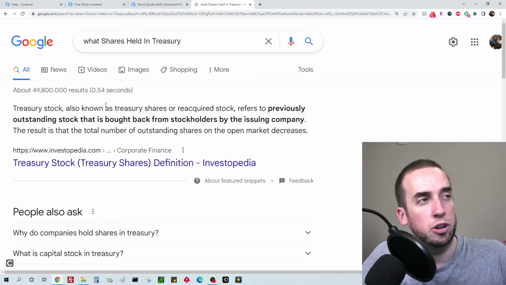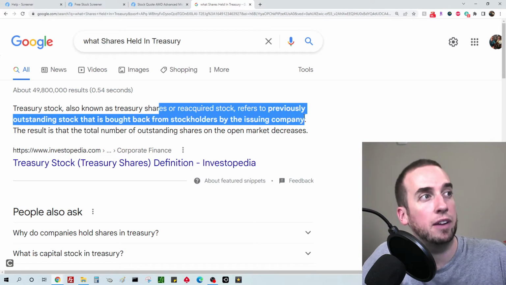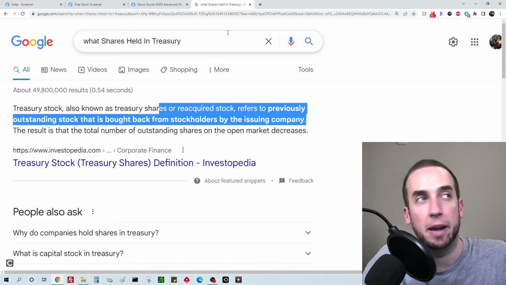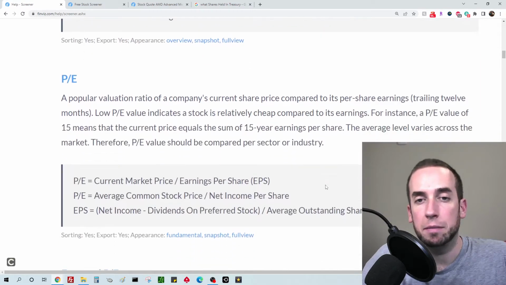Treasury stock, also known as treasury shares or reacquired stock, refers to previously outstanding stock that is bought back from stockholders by the issuing company. Stock buybacks. Okay, cool. Very cool. Okay, moving on.